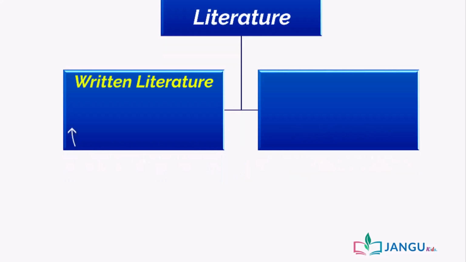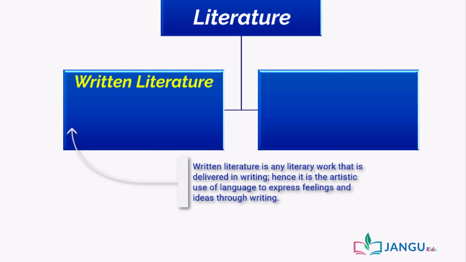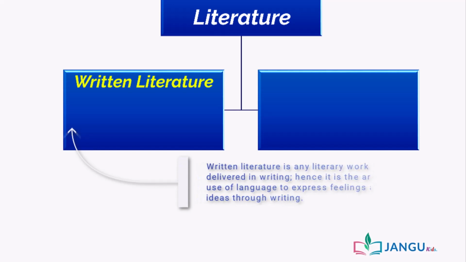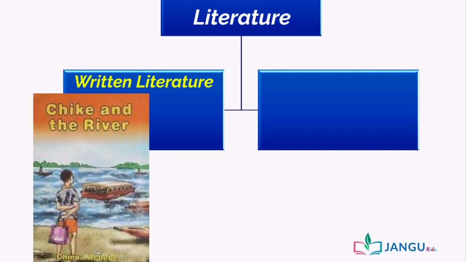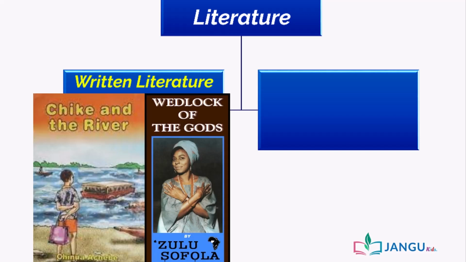Written literature is any literary work that is delivered in writing. Hence, it is the artistic use of language to express feelings and ideas through writing. Examples of written literature include storybooks, which may be in the form of prose, like Chike and the River, or in the form of drama, like The Wedlock of the Gods. It may also be a book with written poems.